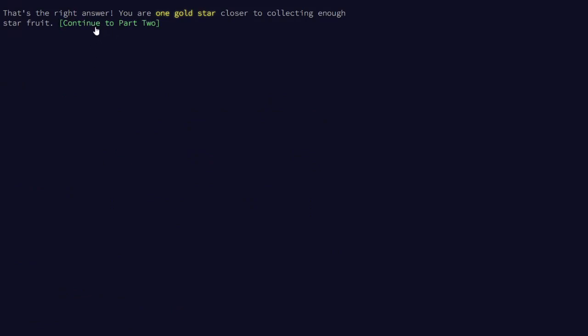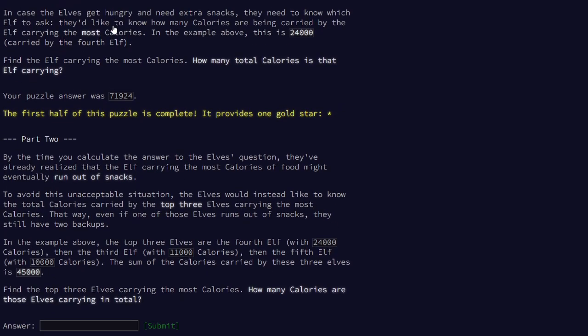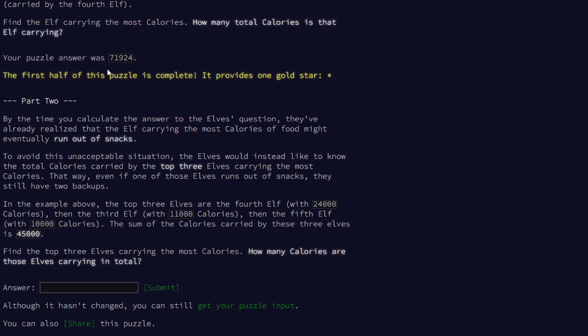Let's get to part 2 of the problem. Continue to part 2. Okay. The first half of the puzzle completed provides 1 gold star. Part 2. By the time you calculate the answer to the elf's question, they have already realized that the elf carrying the most calories of food might eventually run out of snacks. To avoid this unacceptable situation, the elves would instead like to know the total calories carried by the top 3 elves carrying the most calories. That way, even if one of those elves runs out of snacks, they still have 2 backups.